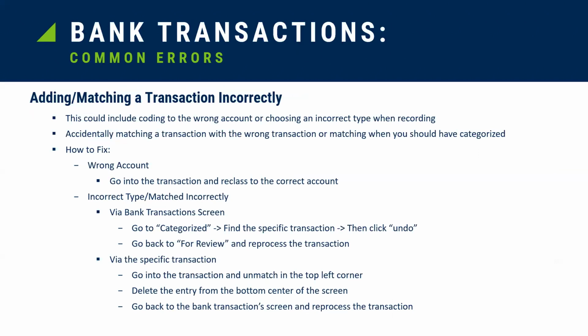So, adding and matching transactions that were done incorrectly. There are different ways to fix some of these. Let's say it was the wrong account, you can just go find the transaction and fix the account. If you did the match and you put it in the wrong spot, you can go and undo it. It will put it back in the for review tab, and then you can match it to the right transaction.